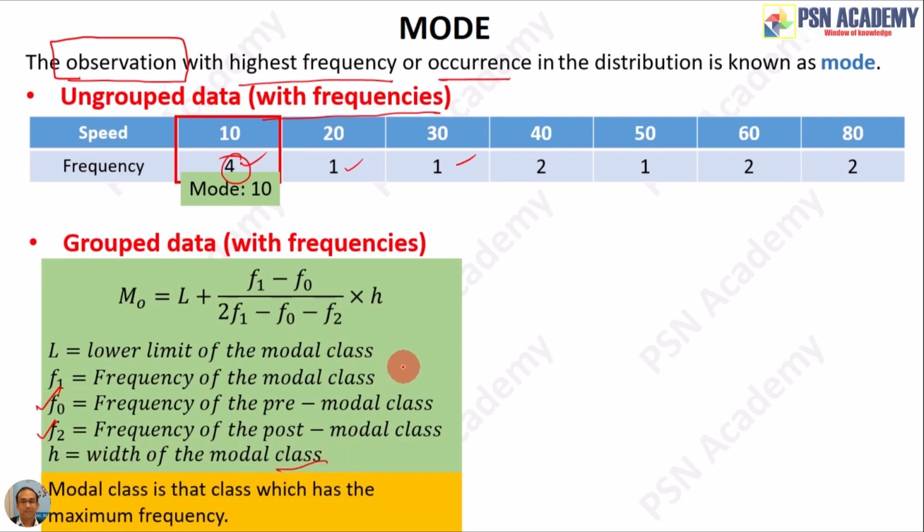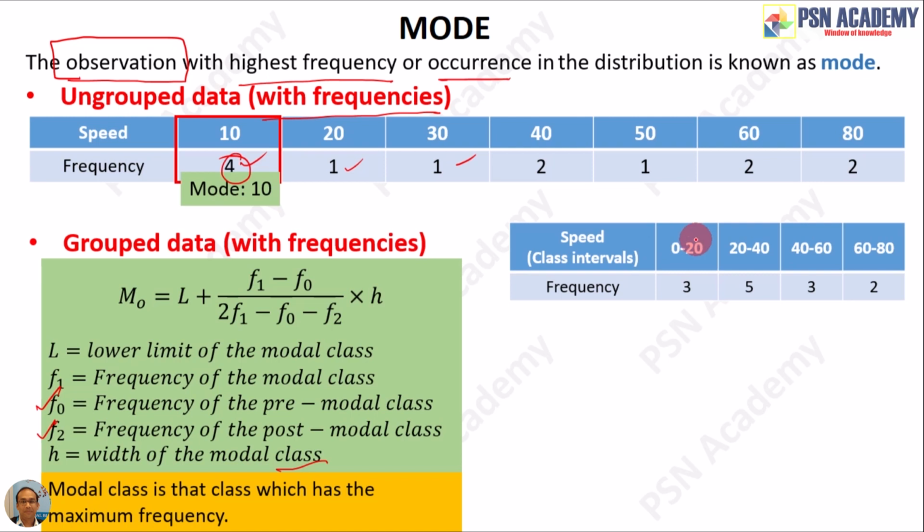Let's go with an example. Here you see the class intervals 0 to 20 3 times, 20 to 40 5 times, 40 to 60 3 times, and 60 to 80 2 times. Now can you tell me which one is the modal class? Of course the modal class is 20 to 40 because it has the highest frequency, 5.